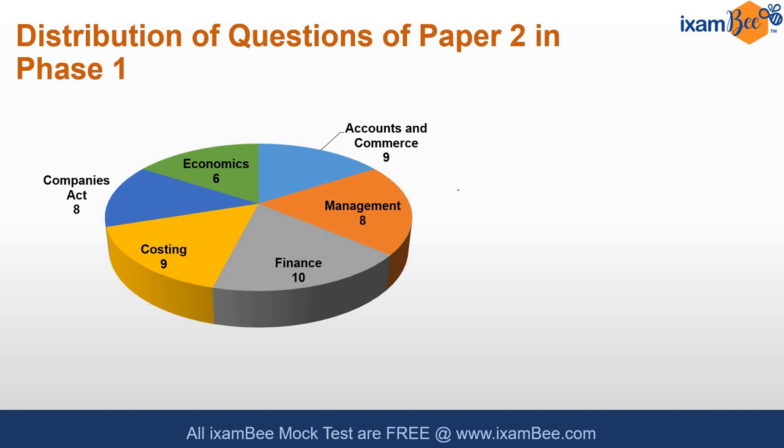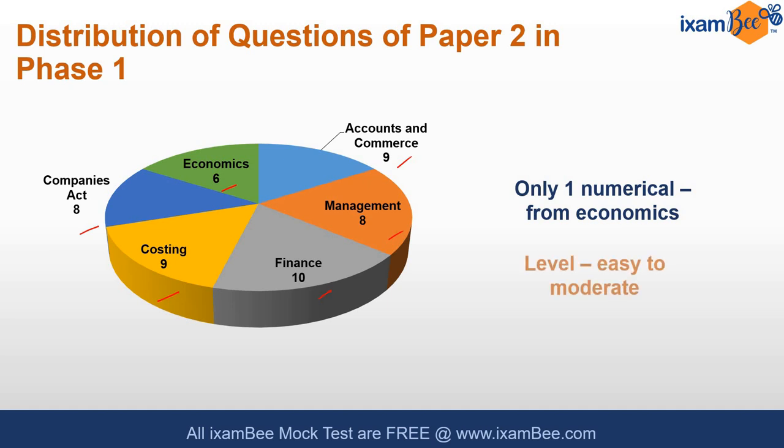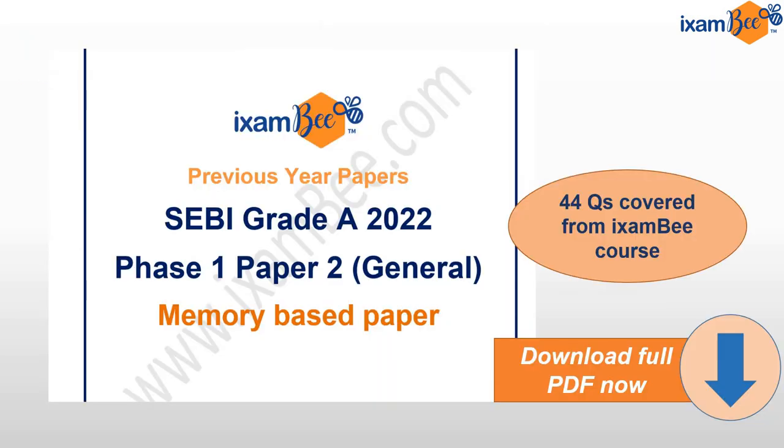There is no sectional cutoff. The questions can vary in any kind of permutation and combination of these 6 subjects. In phase 1 there were 9 questions from accountancy, 8 from management, 10 from finance, 9 from costing, 8 from companies act, and 6 from economics. There was only 1 numerical from the economics topic that came in phase 1. So overall level of phase 1 was easy to moderate. It was checking all your conceptual knowledge.